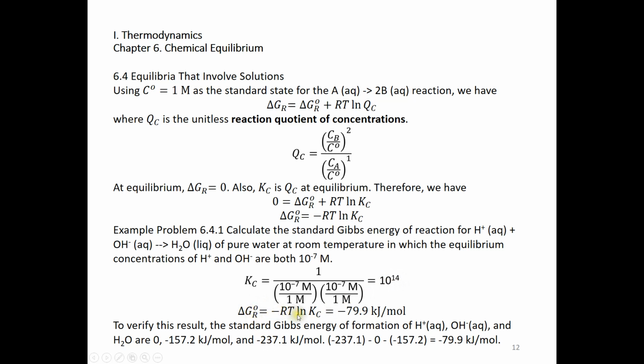Then we can compute the standard Gibbs energy of reaction. It's negative RT times the natural logarithm of K sub C. We plug in this number, we plug in R and temperature T, 298. We get negative 79.9 kilojoule per mole.